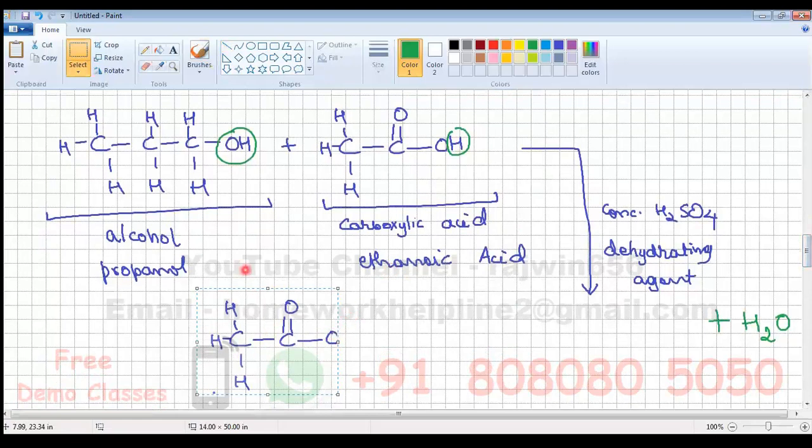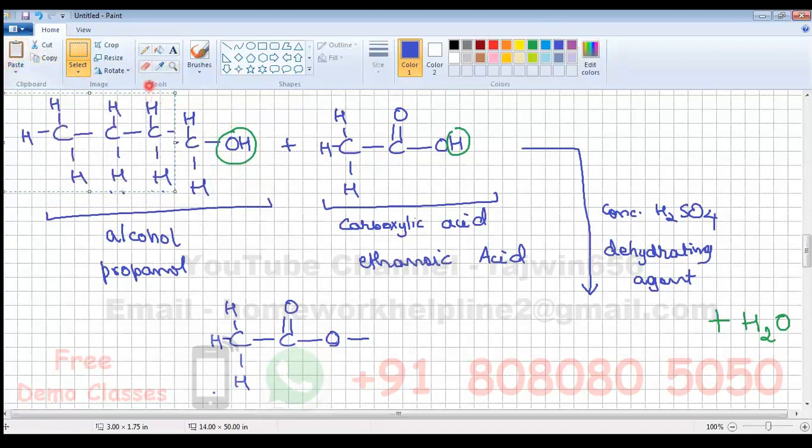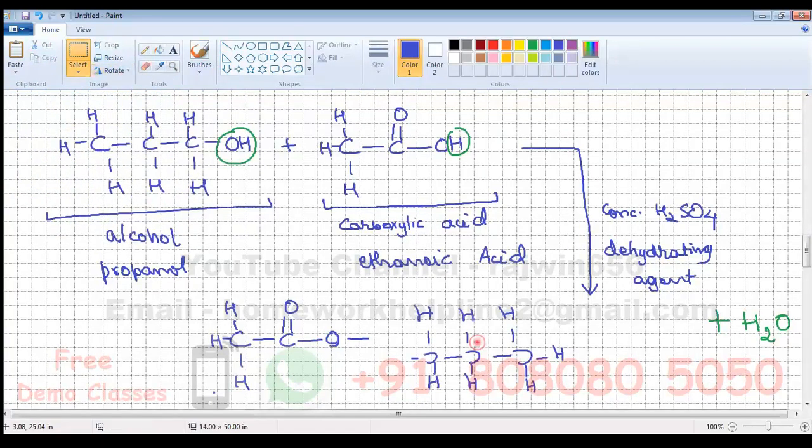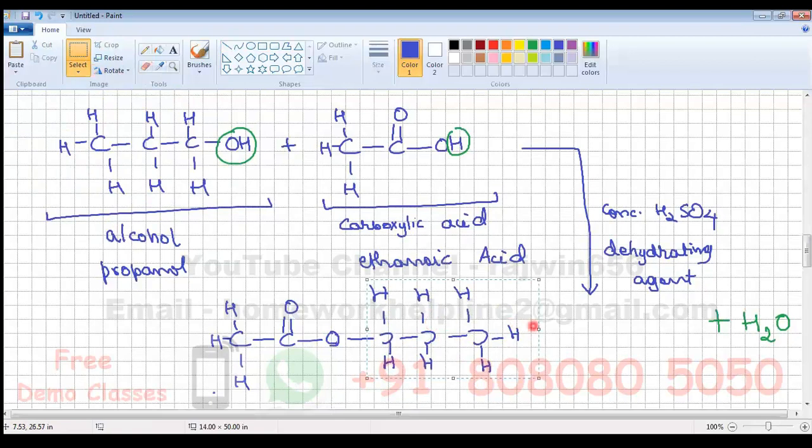The H part is gone. I have drawn this part again, and this remaining part gets attached to this carbon atom. So this part is O. This H is gone. So you take the OH from the alcohol, you take the H from the carboxylic acid, and that I'm going to attach over here.